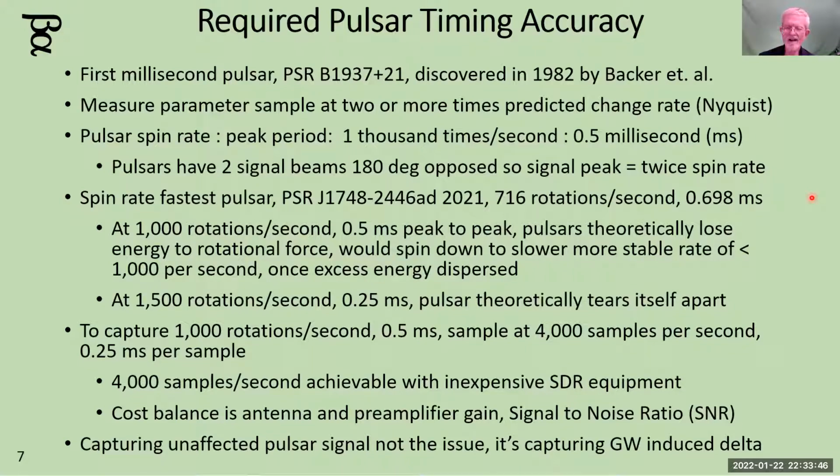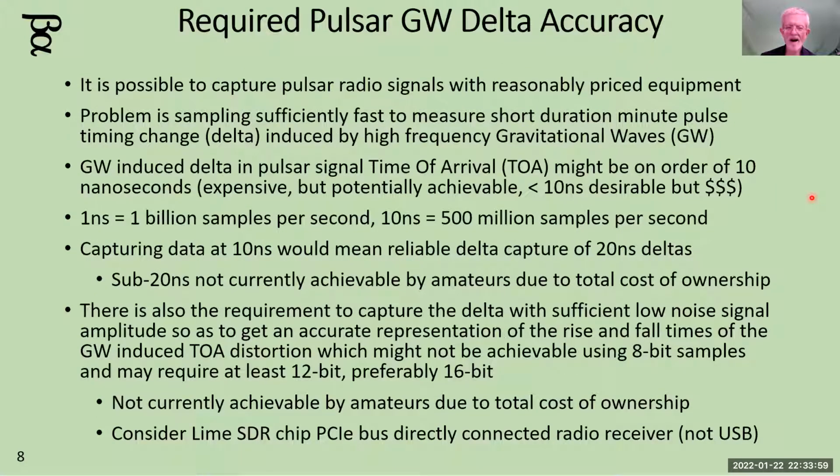It's capturing the delta and the pulsar timing of arrival in the presence of a gravitational wave. So what's the required accuracy to capture a gravitational wave delta? We've already said amateurs can capture pulsars. How fast do you have to sample? Well, it turns out if you want to measure that very tiny ripple in the time of arrival, you need to time it at around 10 nanoseconds or less.